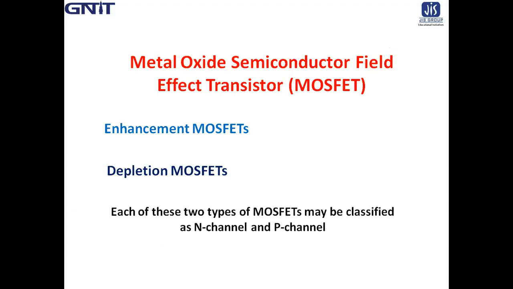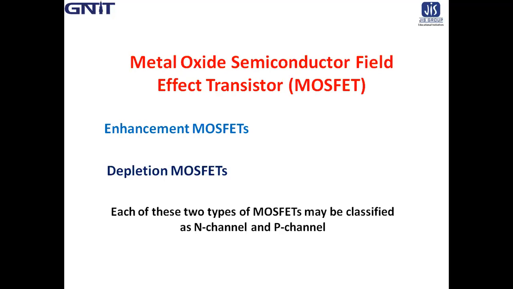So MOSFET, or metal oxide semiconductor field effect transistor, also known as insulated gate field effect transistor, is an important member of the FET family, which has a very important advantage of having large input impedance compared to that of JFET. The input impedance may be as high as hundreds of mega ohms, which is due to the fact that the metal contact of the gate is separated from the semiconductor channel by silicon dioxide, which is an insulating layer.